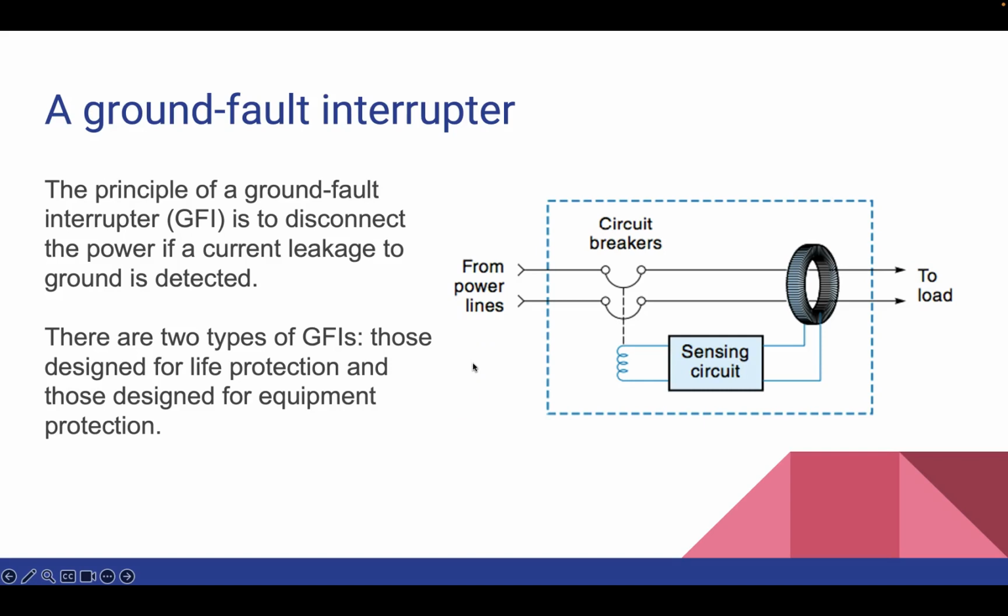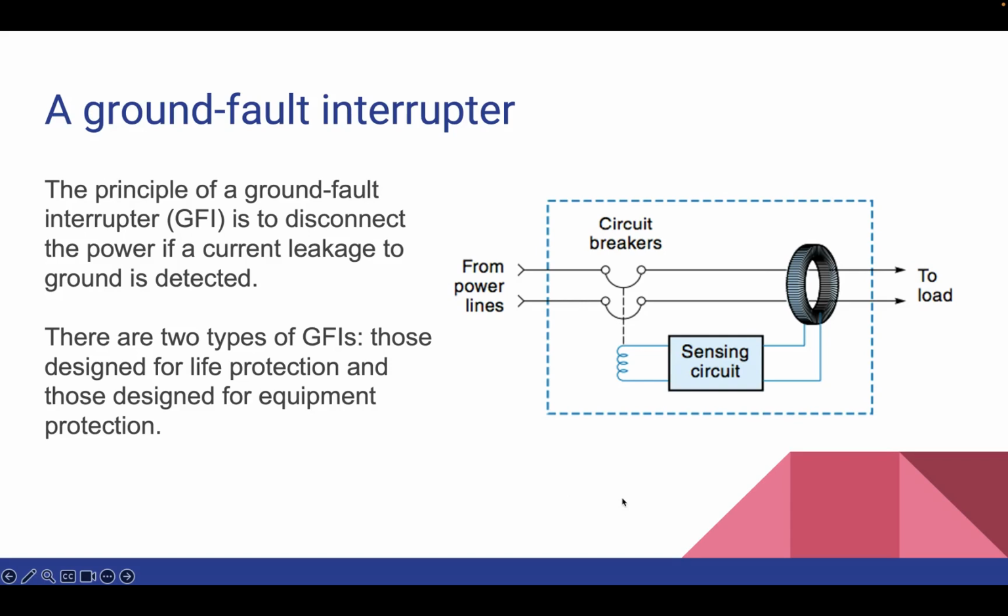Next we have the ground fault interrupter. The ground fault interrupter is used for life protection. It prevents shock hazard, particularly in bathrooms and around water. So this is the circuit for that. Here the circuit breaker and sensor circuit are connected, and between the power lines and the load, this ground fault interrupter is connected.